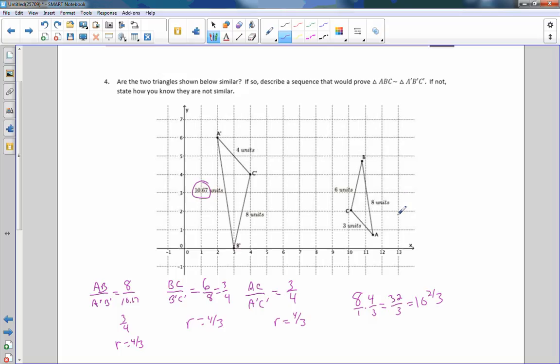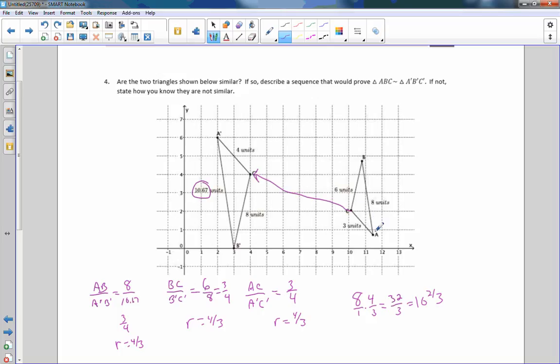So what I would do to map, let's see, what does it say to do? Describe a sequence that would prove they are similar. Okay, so I could translate from C to C prime. I'm just going to do this quickly like this. I'm not going to get my ruler out. There would be a vector, C to C prime. That would move that there.